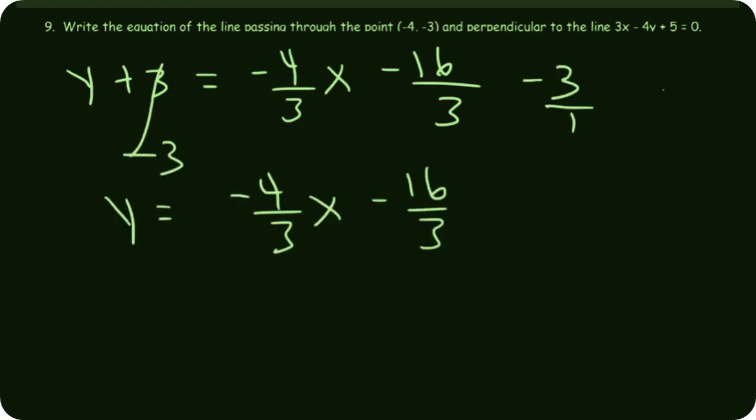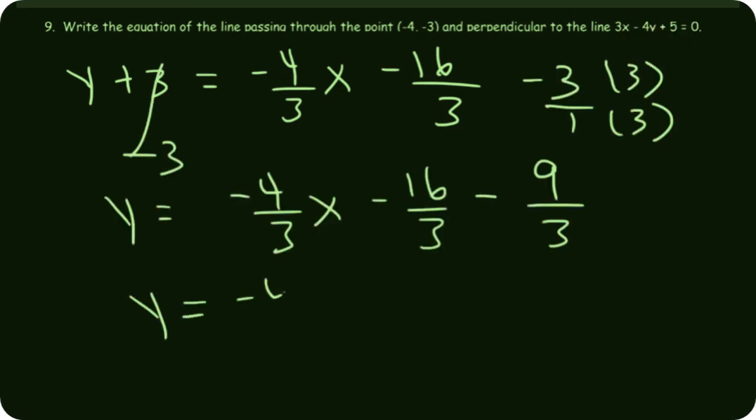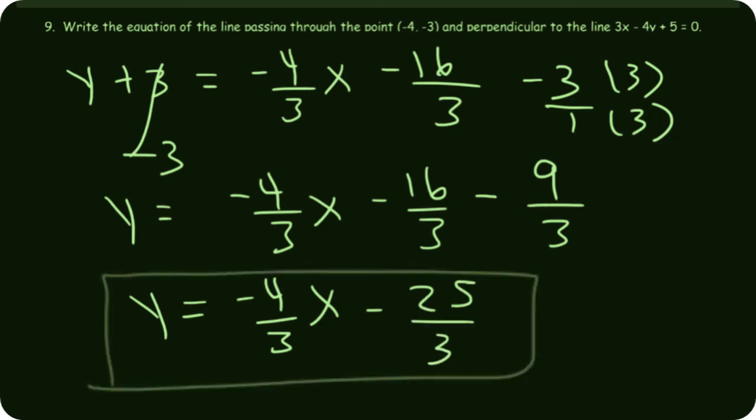Now we need to get a common denominator. I am going to multiply this 3 by 3 over 3, so it becomes negative 9 over 3. Negative 16 minus 9 is negative 25. So this is the final answer. It is y equals negative 4 over 3 x minus 25 over 3.